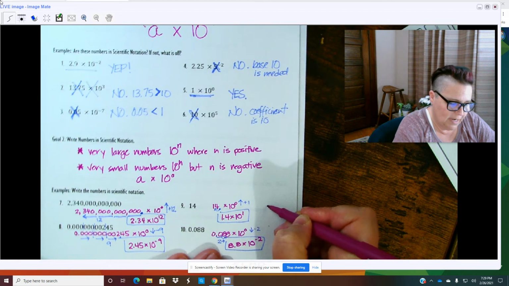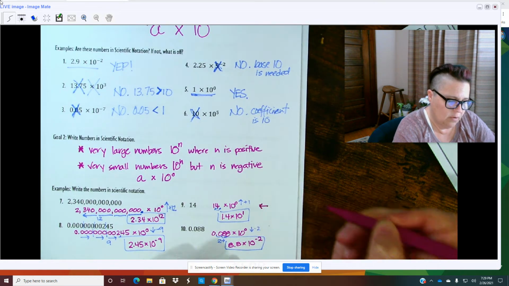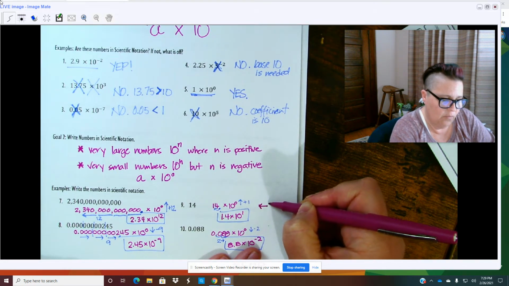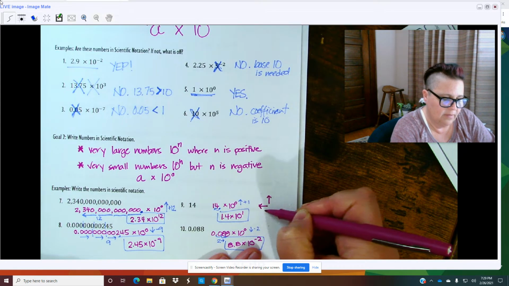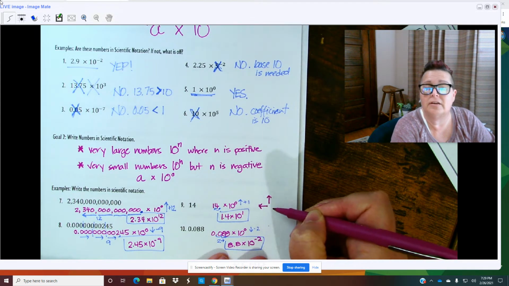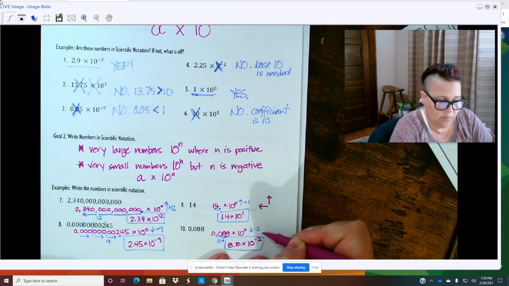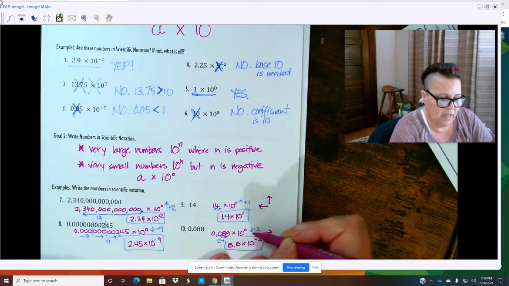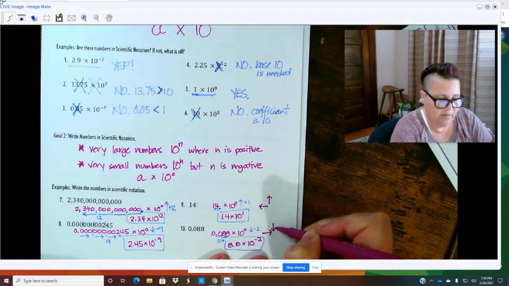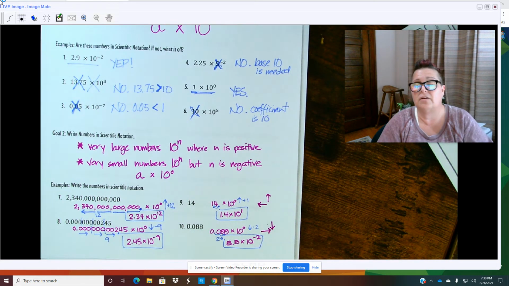So when your arrow for the decimal point goes out, the arrow for the exponent goes up. See how the butts of the arrows are together? And when the arrow for the decimal point comes in, the arrow for the exponent comes down, heads together. So the heads of the arrows are together, or the butts of the arrows are together.